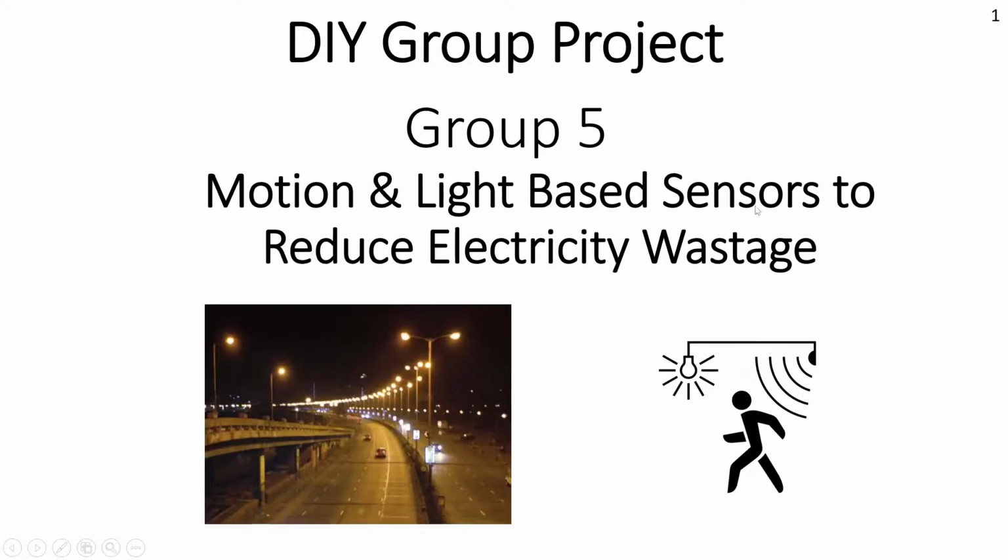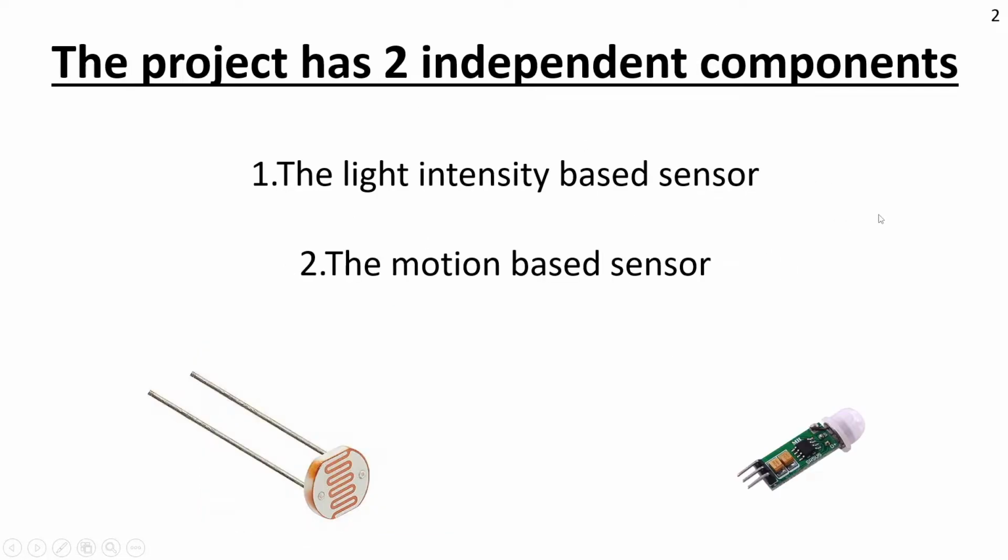Motion and Light Based Sensors to Reduce Electricity Wastage. Now our project has two independent components. Number one, a light intensity based sensor, and number two, a motion based sensor. Now Anurag Guria will explain the light intensity based sensor part.